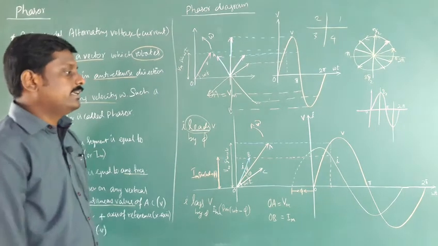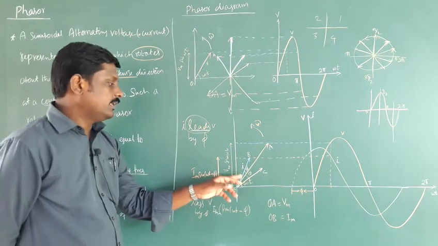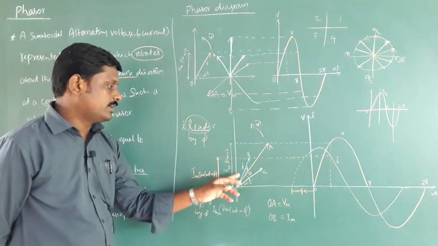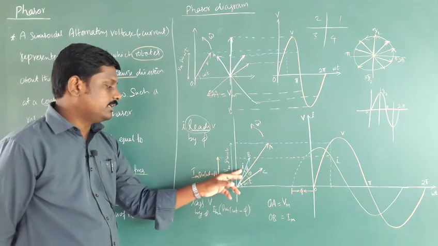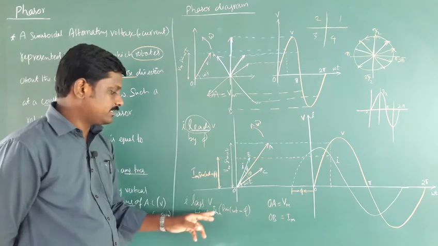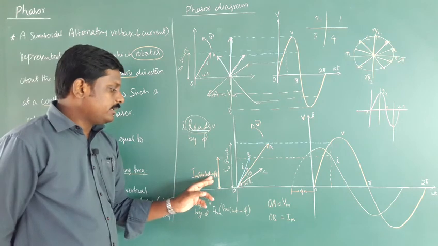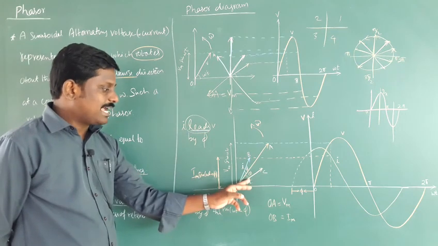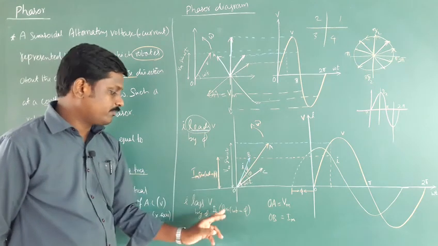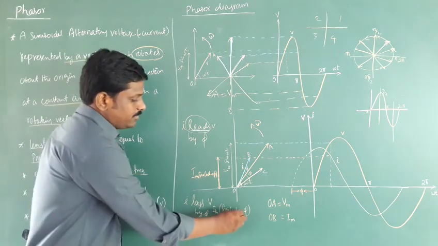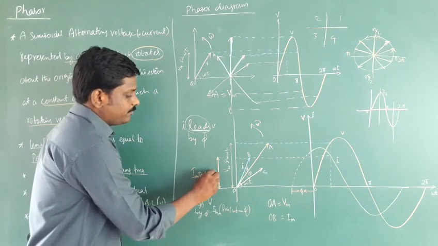From the phasor diagram we can relate the current and voltage. What is the relationship? The current leads the voltage by pi, that is omega t plus pi. If the current lags behind the voltage by pi, it means omega t minus pi.